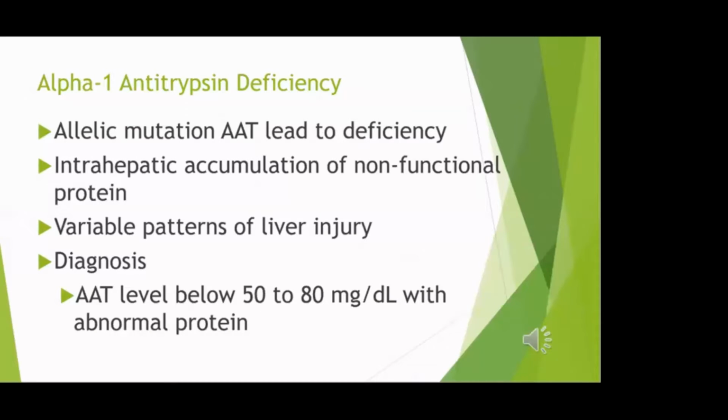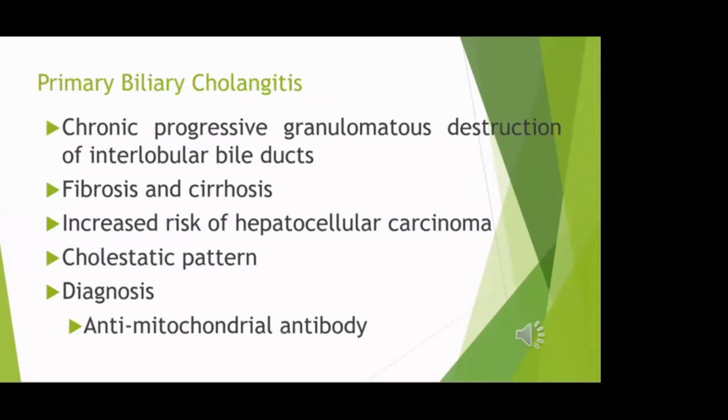For alpha-1 antitrypsin deficiency, although this is not very common, it is also worth mentioning. There is also a variable pattern of liver injury, and usually what is used to diagnose it is AAT levels that are below 50 to 80 milligrams per deciliter with abnormal proteins.